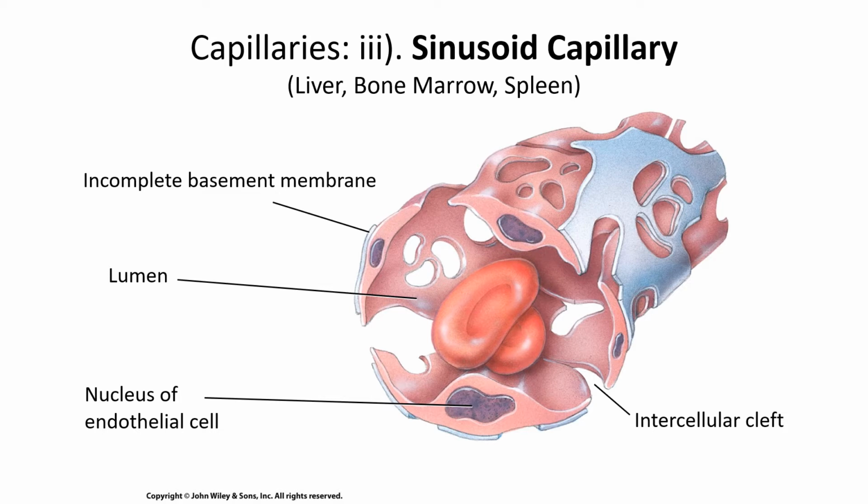Remember, red blood cells can't wiggle between the cells, unlike white blood cells. White blood cells, if they get to a site where they're needed, can leave any of the capillaries by opening up gaps between the cells of the endothelium. But red blood cells cannot do that.